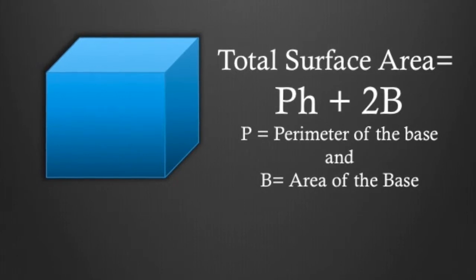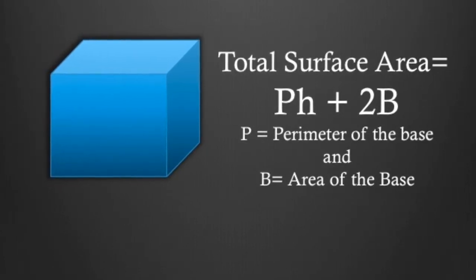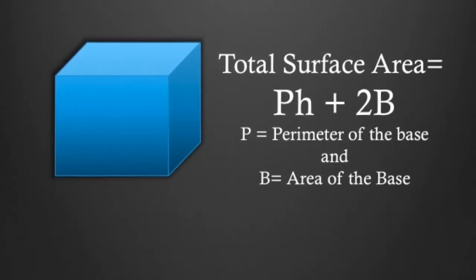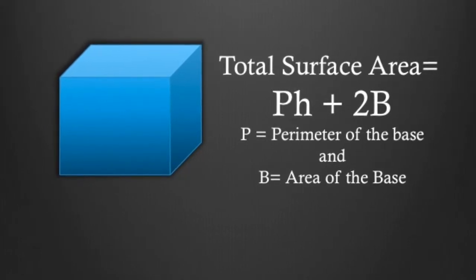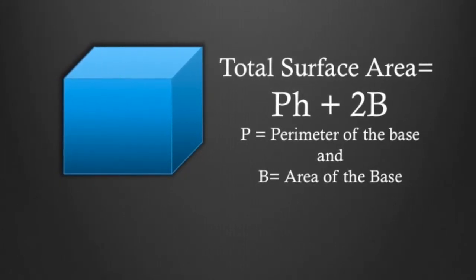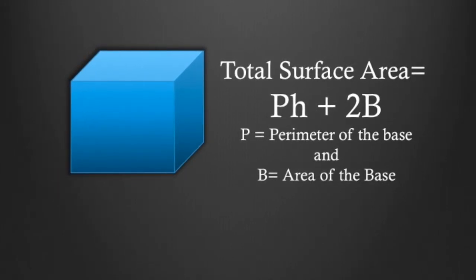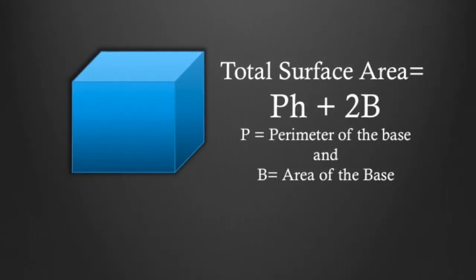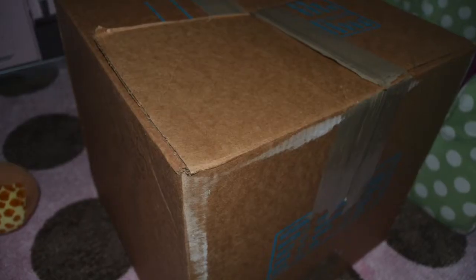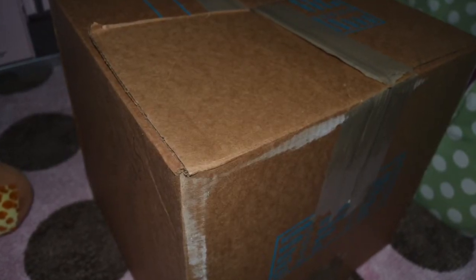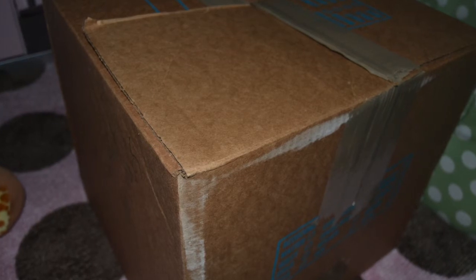To find total surface area of a prism, we do the perimeter of the base times the height plus 2 times the area of the base. Again, notice the first part is just our formula for lateral surface area, and then we add to it the area of our bases. How much cardboard does it take to form this box? Because we would want the sides, the top, and the bottom, we would use our total surface area formula.